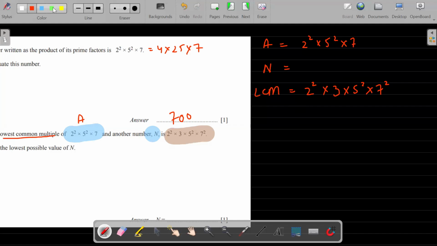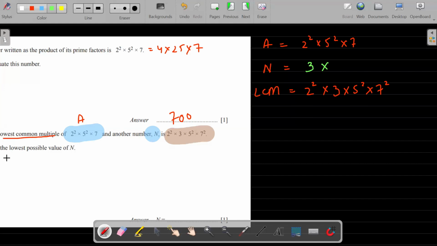The trick is that whenever you have a question like this, you have to write those values which are not present. Like 2 raised to power 2 in the LCM is present, so it was also present in this number. It means that I'm not going to write this. But the LCM is having 3, and my number is not having 3, so I will write this 3. In the same way, 5 raised to power 2 is present in my first number, so I'm not going to write this.